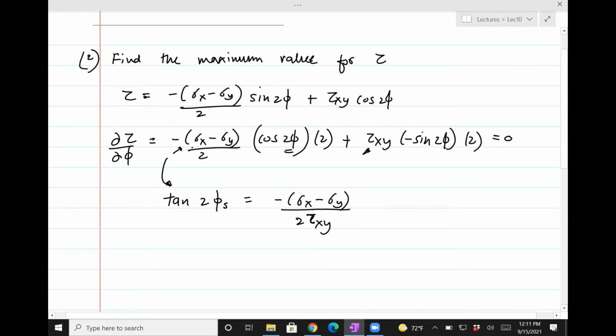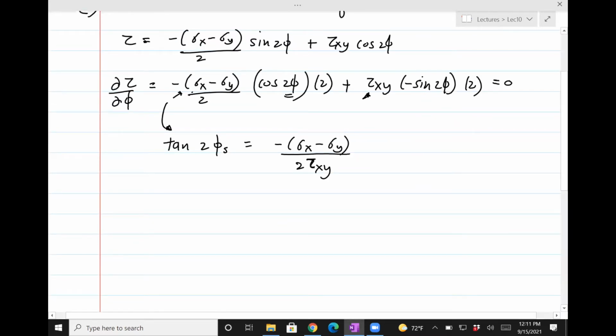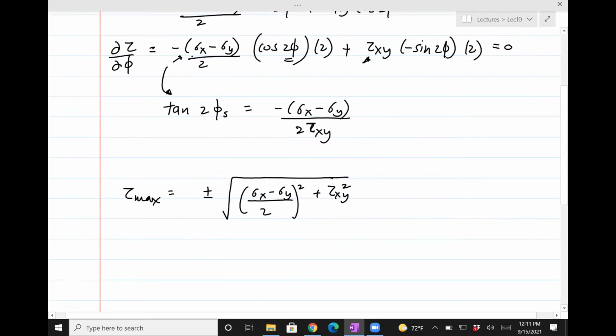Okay, so we have that expression now. The question is, we got the direction, that's phi of s. Now what we need to do is take that, sub this phi in the expression for tau, sub this in the expression for sigma, and find what the actual value for the maximum shear stress is. So if you do that, you get tau max equals plus or minus the square root of (sigma x minus sigma y) over 2, squared, plus tau xy squared. Okay, so that's the maximum value.